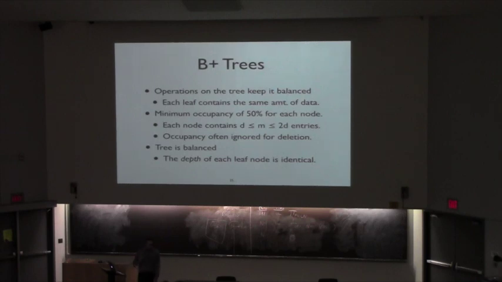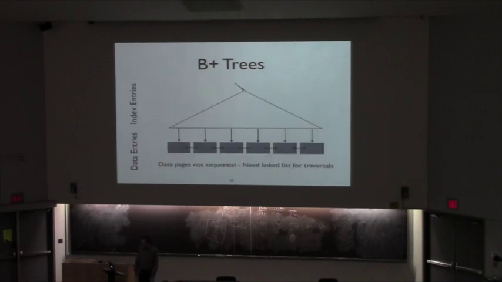Once again, the focus of all of this is to make sure that the tree depth stays consistent across the entire B-plus tree. As in the ISAM index, we have a set of data pages, and those data pages are linked together. Unlike an ISAM index, the pages aren't necessarily sequential. This means we need to keep a pointer. If we want to do sequential scans over that data, we need to keep pointers between the pages, so we can organize the pages in a doubly linked list.